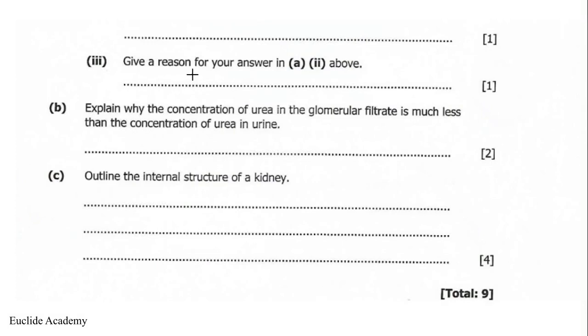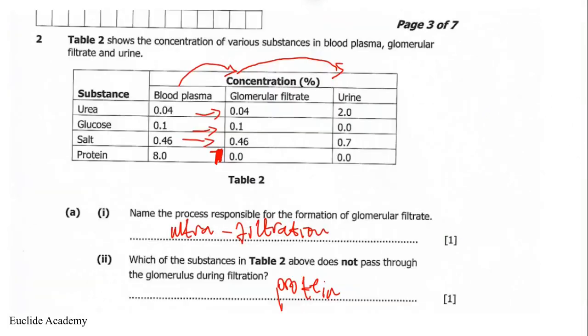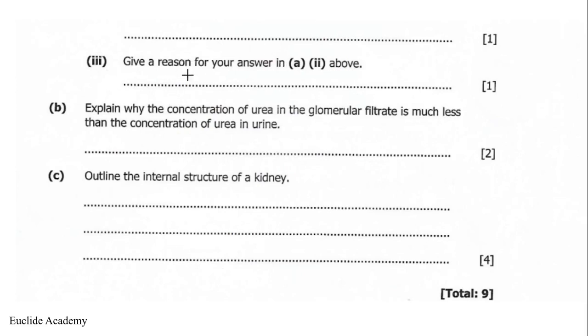Next part of the question says give a reason for your answer in A2 above. So A2 here, let us give a reason. Why do we say protein? Because proteins are large, because of the size of the proteins. Proteins are too large to pass through the filtration barrier. They're filtered off because proteins are large molecules. Okay, because of the protein size, they are too large to pass through, hence they are filtered off. Okay, that's the reason why.